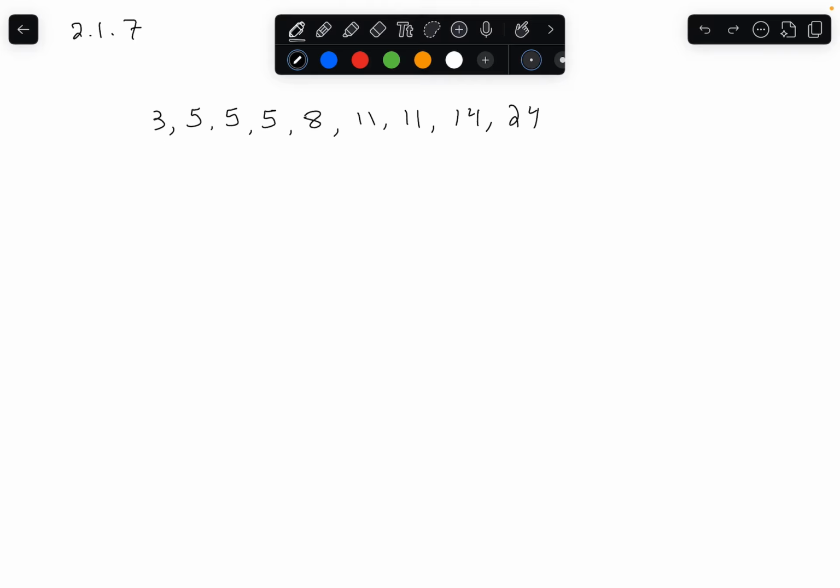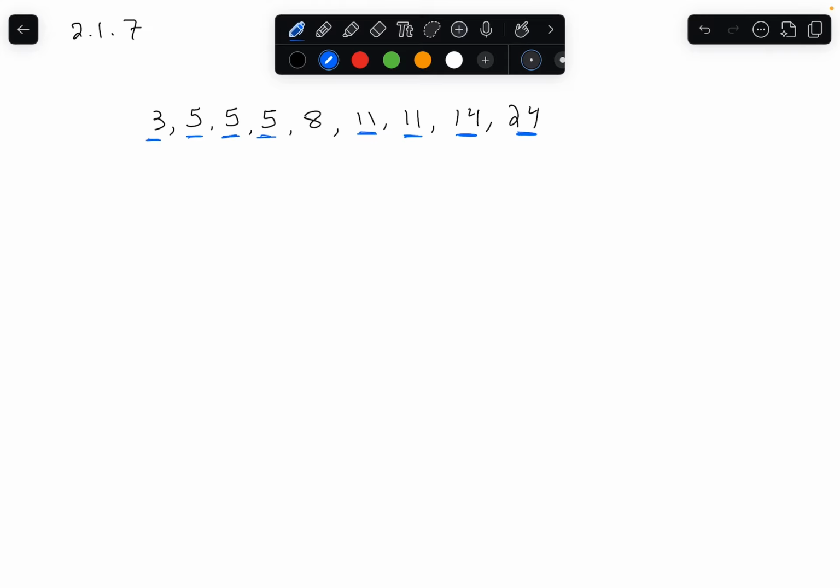So first thing that we have to do is start with the median. I like to systematically work my way towards the middle. So I'm going to get rid of the number on the left-hand side and the right-hand side. So I'm getting rid of the least number and the greatest number, the least number, the greatest number, and so on.